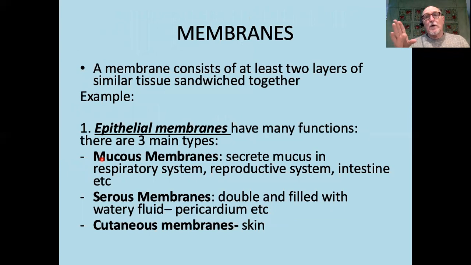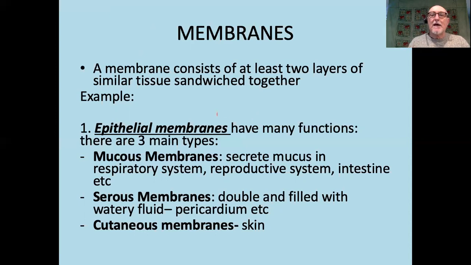So we also need to get clear in our minds the concept of what a membrane is. And a membrane consists of at least 2 layers of tissue sandwiched together. In actual fact, we mostly will see this in that group of tissues that we've already referred to, the epithelial tissue.